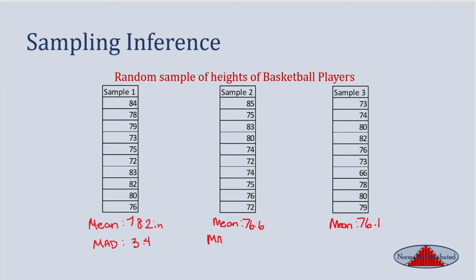This MAD is going to be 3.6, and this MAD is going to be 3.7. What's really interesting here is that our mean absolute deviation doesn't change too much. That could mean that this is a really good representative sample, which is usually what happens when they are completely random.